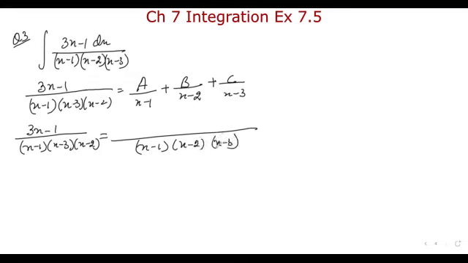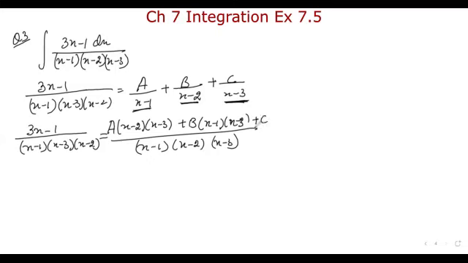Now if I take a, then with a I will have 2 values, whatever is not there in the denominator of a, x minus 2 into x minus 3. This is a very simple way to take the LCM. Then when I take b, I will take these 2 values. So it will be x minus 1 into x minus 3.